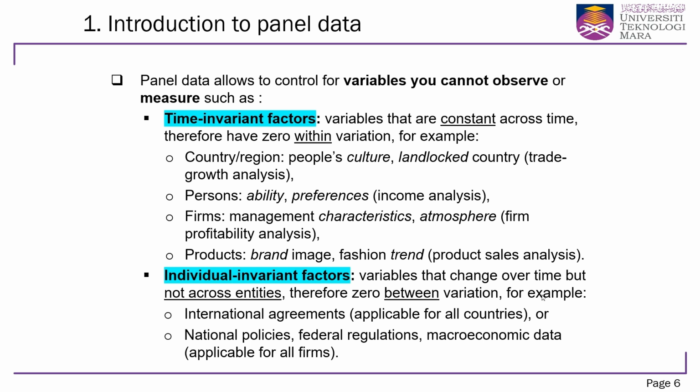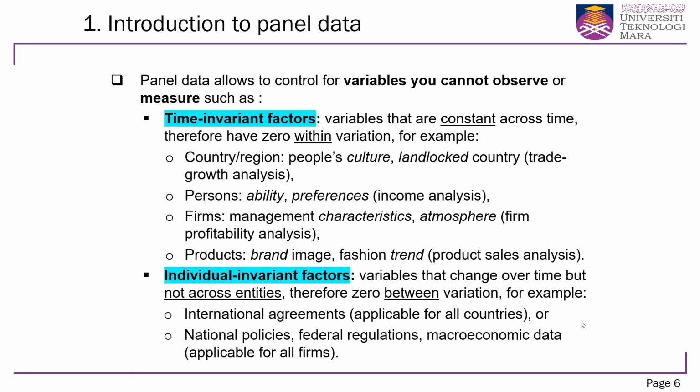Or maybe we have data like firms within one country. So this is another example, unlike our panel data set just now. So this is, for example, many firms within one country. If we include variables belonging to the country, like policies, federal regulations, or macroeconomic data like GDP and inflation, definitely this data is going to be constant for all firms for any particular year, because the data belong to the whole country, which is the same data that is applicable for all firms.